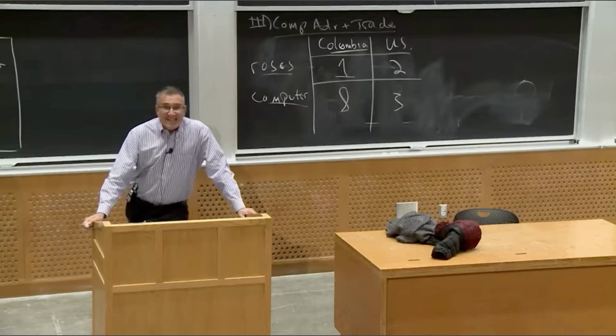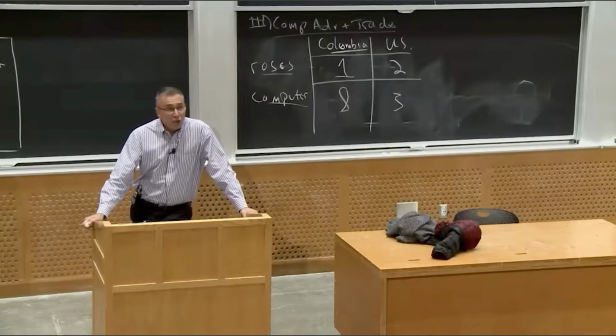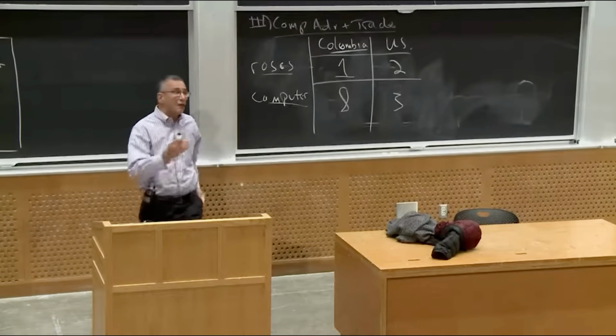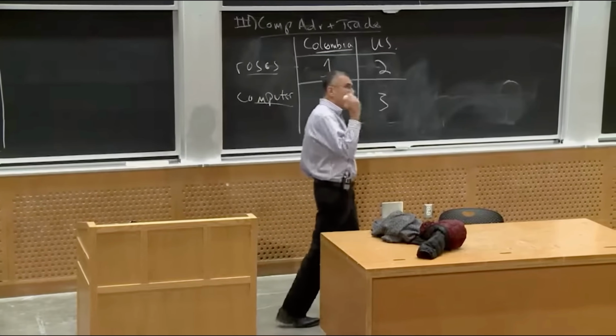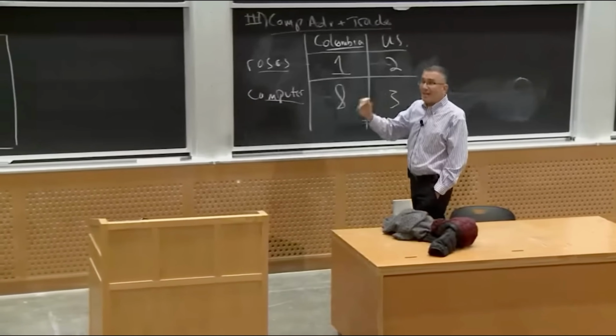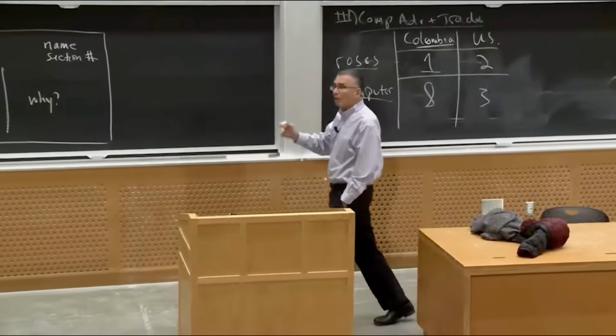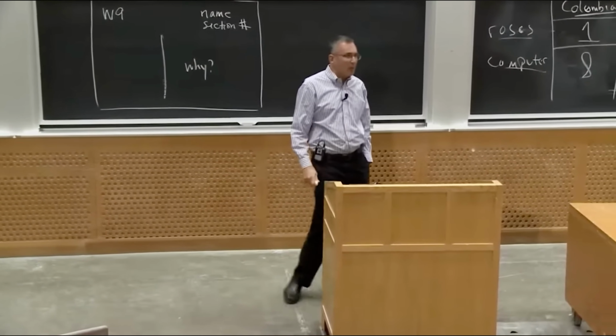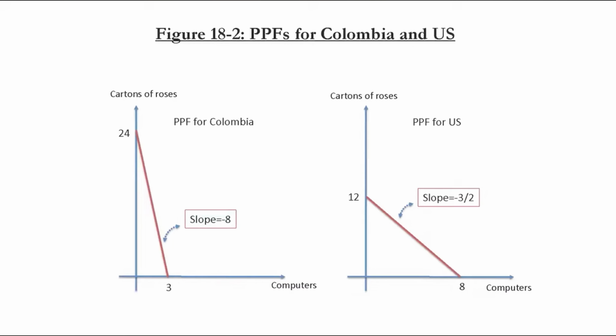In a given day, if we think of a budget of 24 hours, so imagine we're going to do the PPFs for a given, remember PPFs are about for a given set of inputs. Here the input is going to be 24 hours of labor. Before it was a certain amount of time you had studying. Now it's 24 hours of labor. For a given set of inputs, which is 24 hours of labor, what can we produce? Well, in Colombia, with 24 hours of labor, we could produce 24 cartons of roses or 3 computers or some combination of the two.